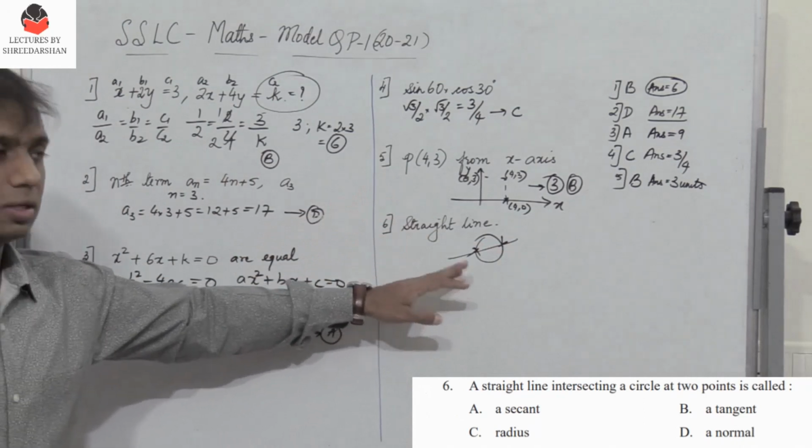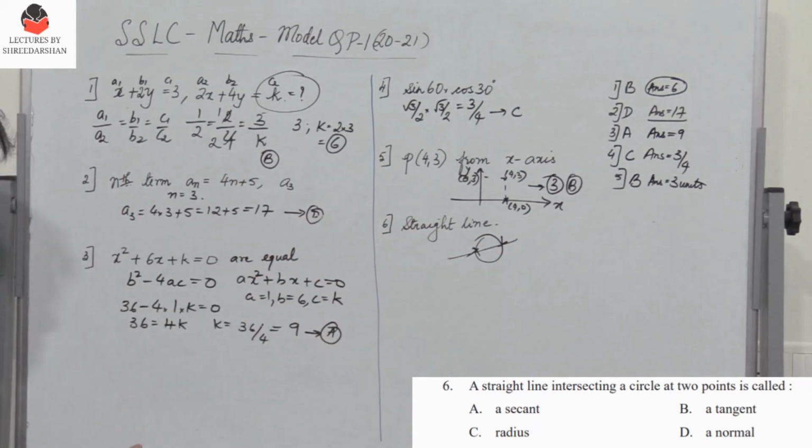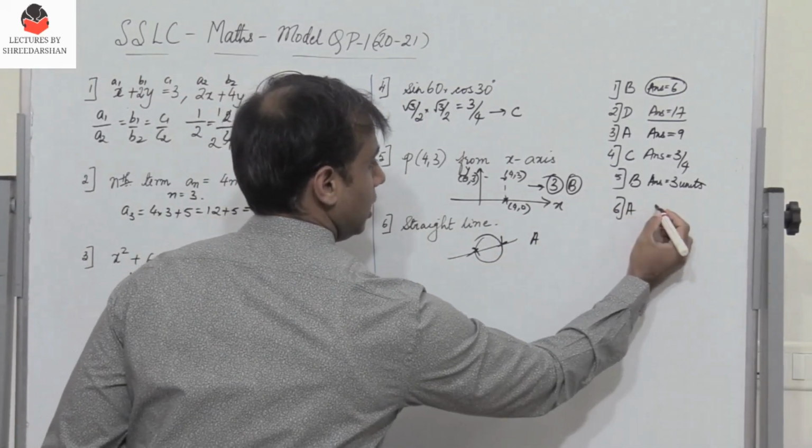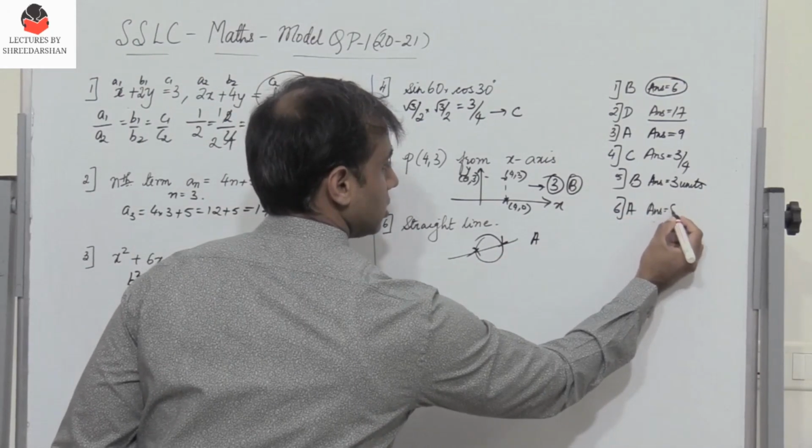Definitely a tangent does not touch the circle at 2 points, radius and the normal. So therefore the option is definitely A, which is secant. So sixth one, the option is A and the answer is secant.